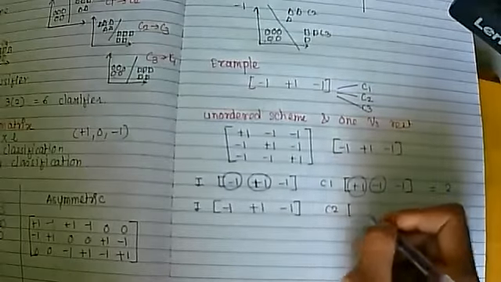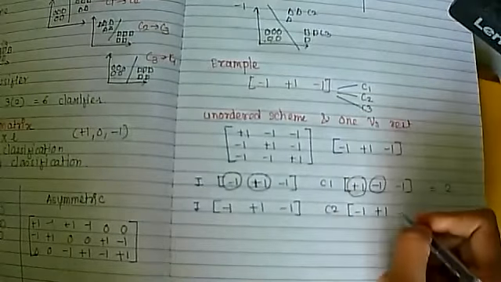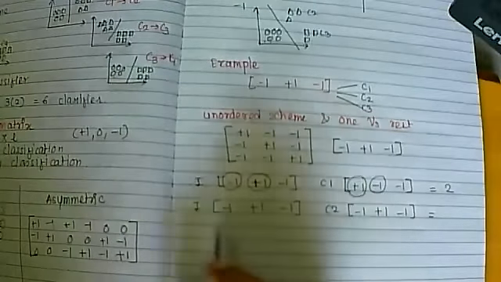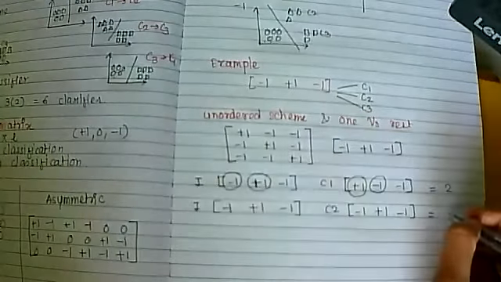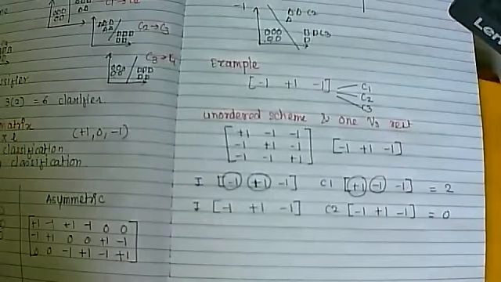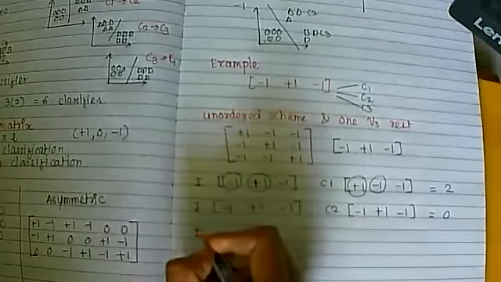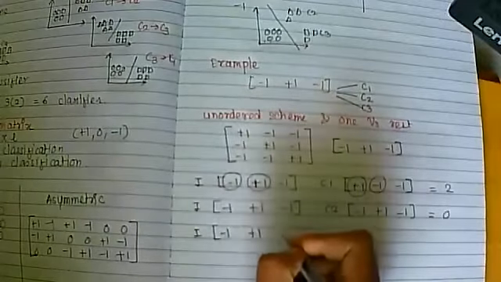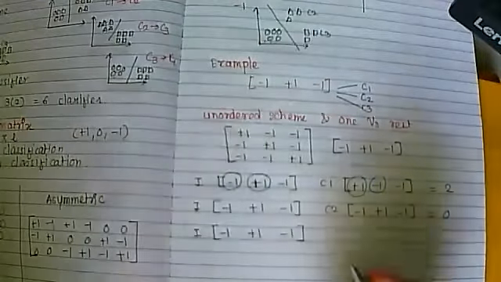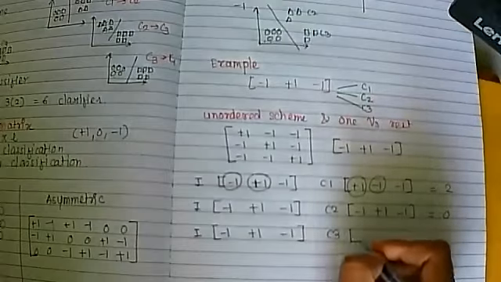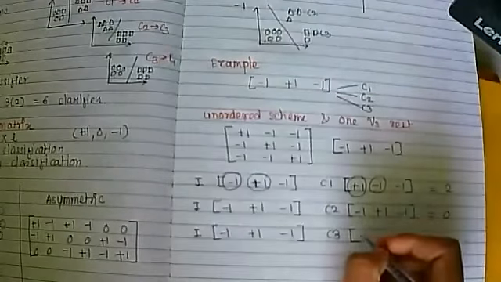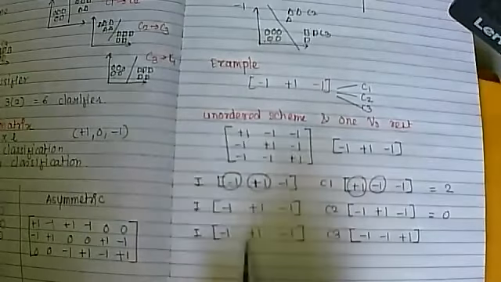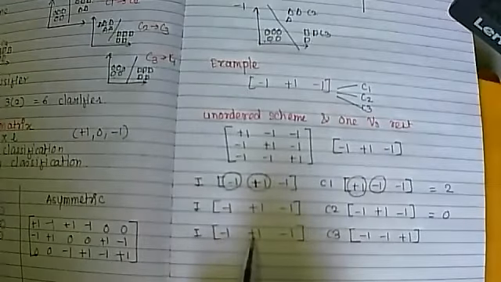Second, consider the same instance, -1 +1 -1. Class 2, that is the second column, is -1 +1 -1. How many differences are there? Both are the same, so the difference is 0, or specifically the distance is 0. Now again consider the instance -1 +1 -1. Column 3 is -1 -1 +1. How many differences are there?